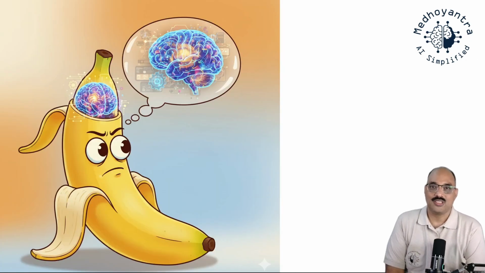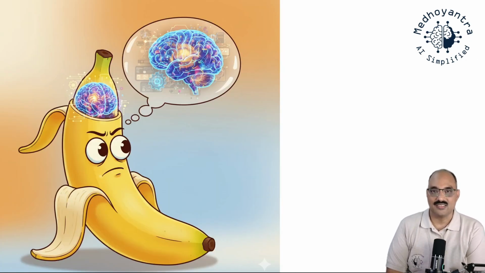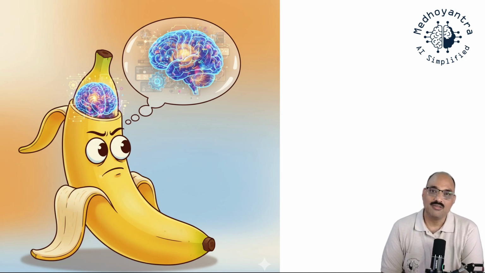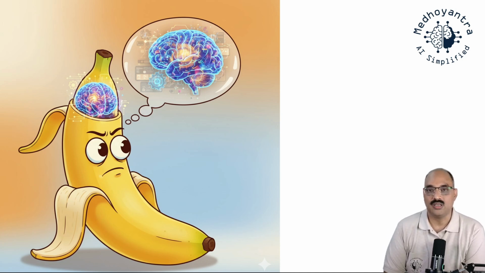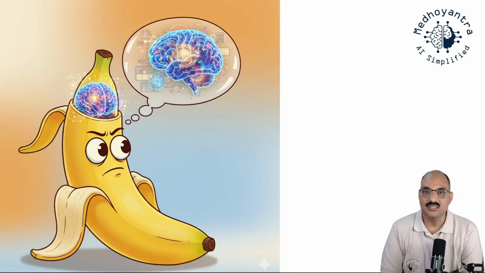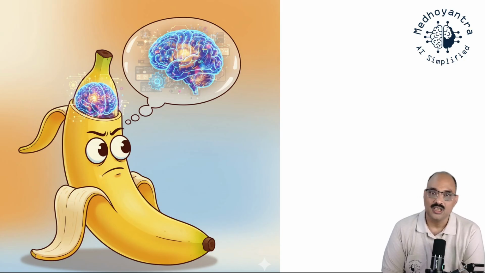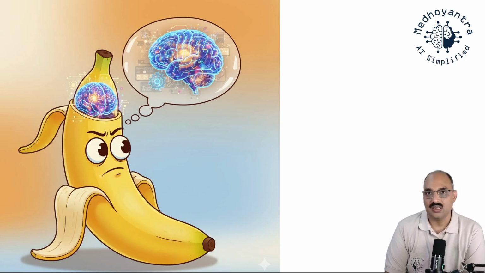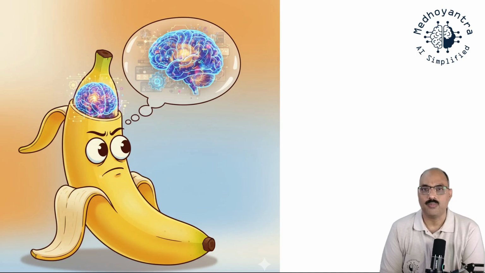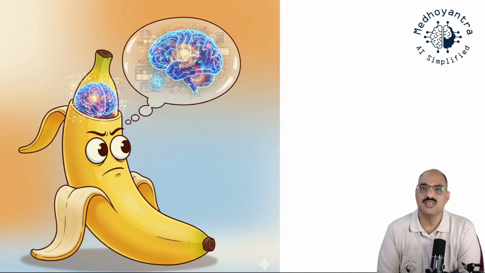Now let's come to the question. Here a banana is thinking with its brain. In reality, banana does not have any brain. But when I prompted an LLM to show me a banana thinking about itself, you could see that the image depicted is almost true to my prompt. So now, how is this generated?